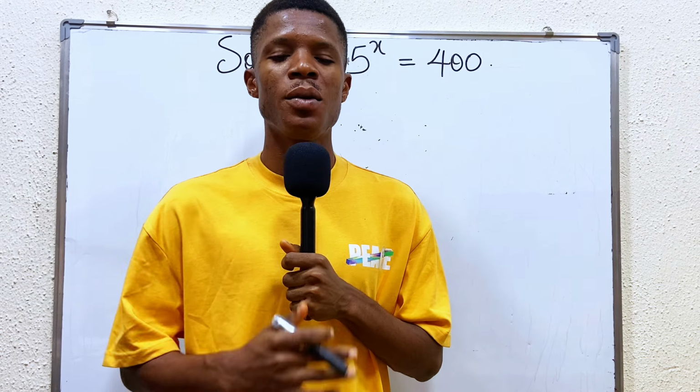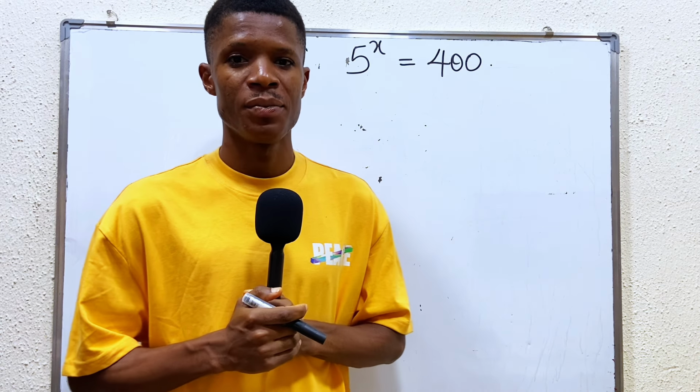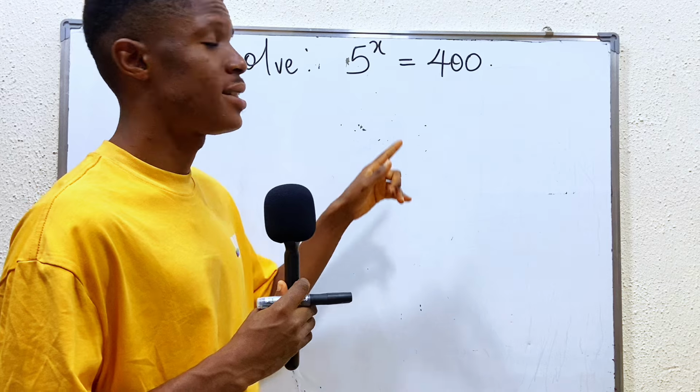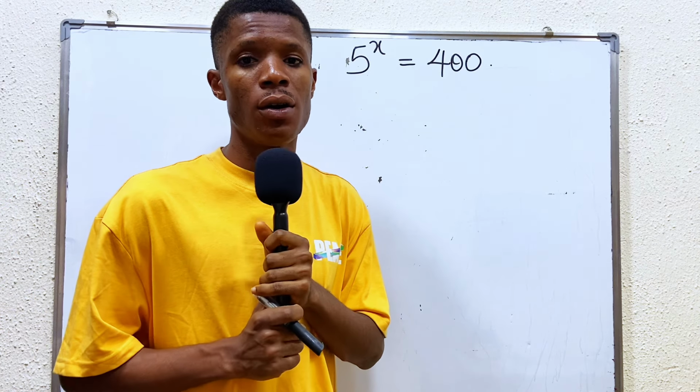Hi guys, welcome to today's Math Olympiad problem. Can you find the value of x in 5 power x is equals to 400?